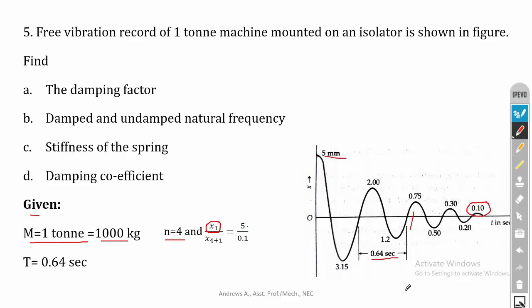We know that the system is under damped condition, and in the damped condition the system will vibrate with its damped natural frequency, not the natural frequency. The system will vibrate with its damped natural frequency, and the time is 0.64 seconds. So first we have to calculate the damping factor, that is zeta, then damped and undamped natural frequency, that is omega d and omega n, then the stiffness of the spring k, then the damping coefficient c. So we will calculate it one by one.